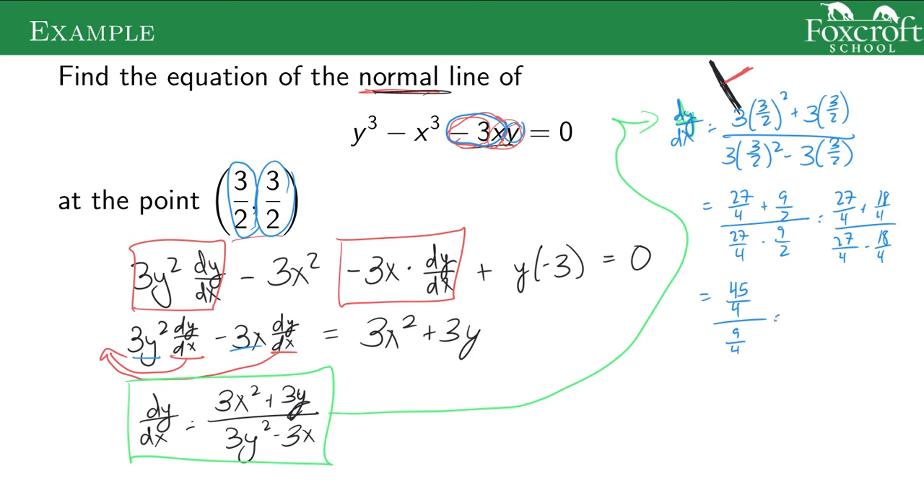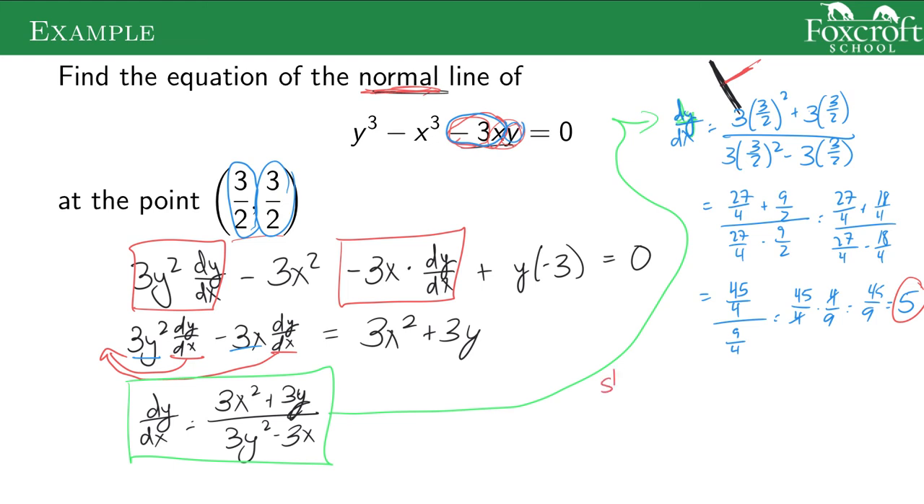And then dividing by a fraction is the same as multiplying by its reciprocal. So the 4's are going to cancel. I get 45 over 9, which is 5. Right, so a lot of simplifying, but we get that the slope of the tangent line is 5. All right, the slope of the normal line, it's perpendicular, and perpendicular slopes are negative reciprocals.